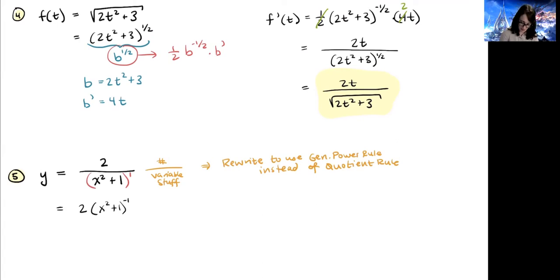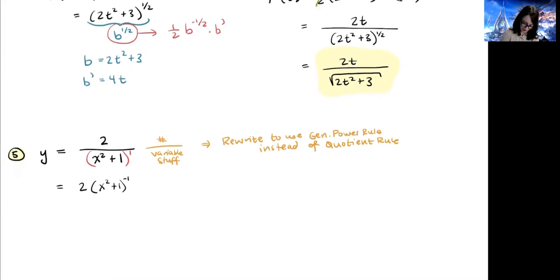So let's see what we've got. We've got a 2 in the front. That's okay, right? That's no problem. That's just a constant multiple. Then we've got some stuff raised to the -1 power. So what this thing looks like is 2b to the -1. That is pretty simple to differentiate using our general power rule. So just to be clear, our base here, right, is x squared plus 1. We're going to need b prime. That is, of course, 2x.